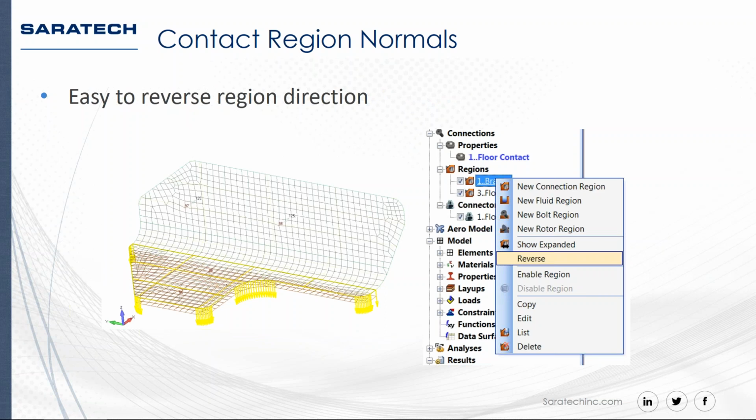But what's nice is that Femap makes it very easy to fix this. So if they needed to go up instead of down, you can simply right click on the region and click reverse, and that'll flip that direction for you. And this is a very common source of error. If the normals aren't facing each other, the contact won't be recognized, and you'll see axis pivot ratios, fatal errors, basically meaning the parts aren't connected and they're flying apart.